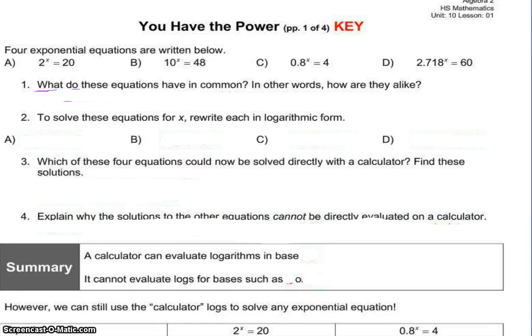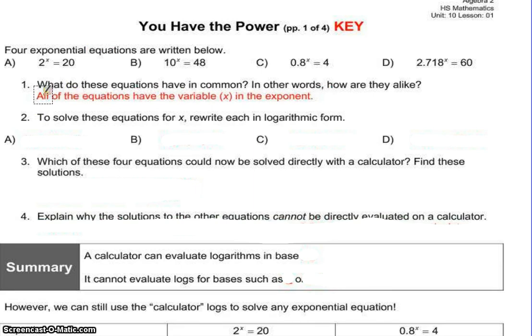Okay, class, today we're going to be doing You Have the Power. So let's look at the first problems at the top. Four exponential equations are written below. What do these equations have in common? If you said that they are all written to the x power, that would be correct. All the equations have a variable of x in the exponent.